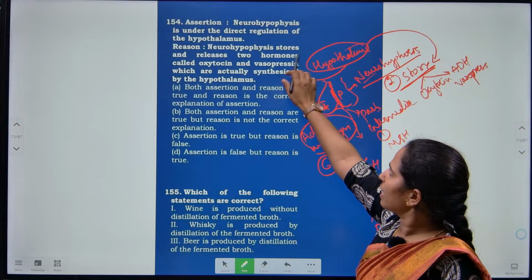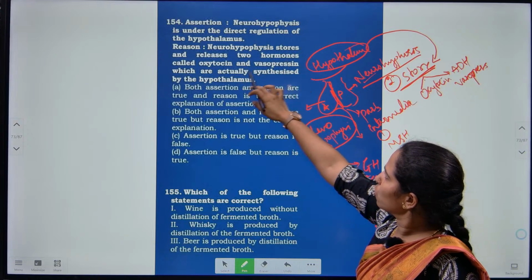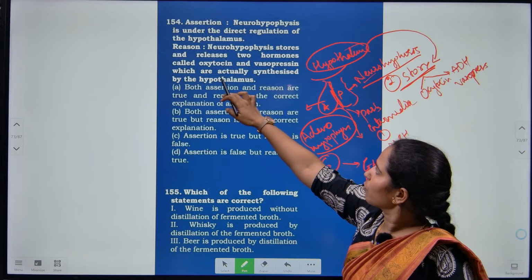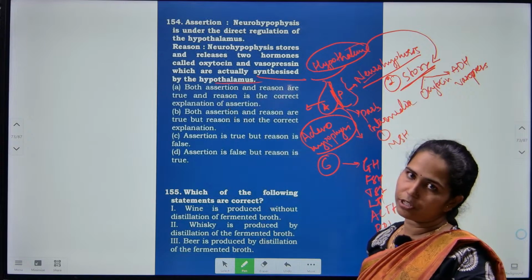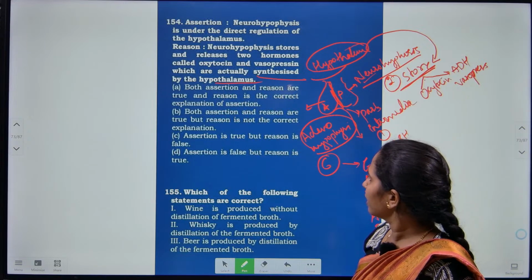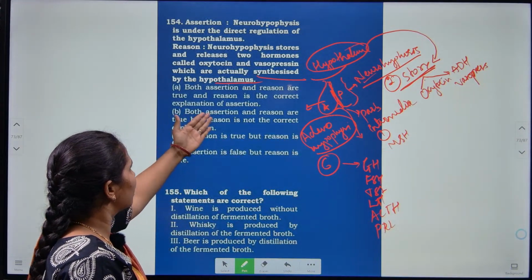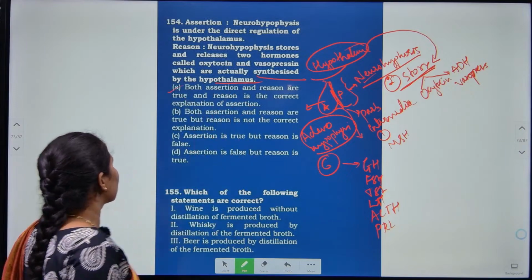Neurohypophysis is under the direct regulation of hypothalamus. Yes, it is right. Neurohypophysis stores and releases 2 hormones called oxytocin and vasopressin, which are usually synthesized by the hypothalamus. Yes, both the statements are right. That is, both assertion and reason are true, and reason is the correct explanation of the assertion here.